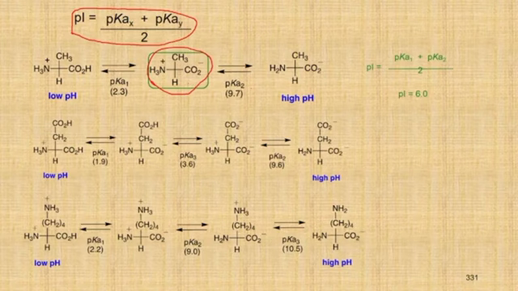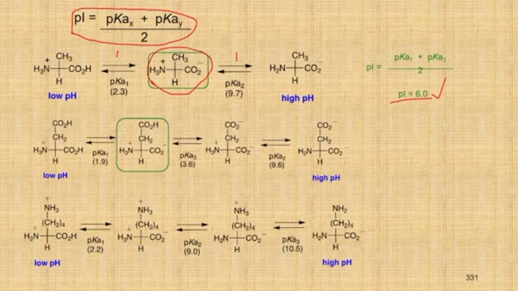So what will be the pI? It will be the sum of the first pKa, this one here, and the second pKa, that's that of the amine group, divided by 2. So we'll have a pI of 6. So this is the pH at which the deuterium exists. So on to the second example.